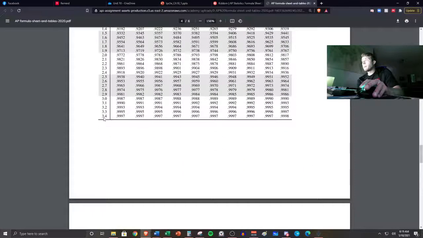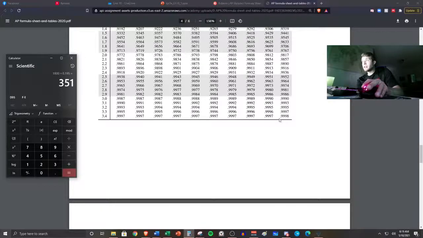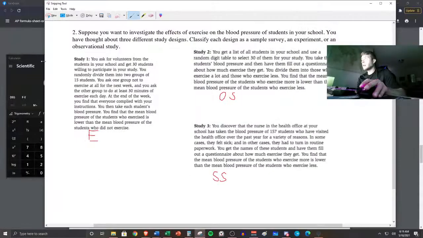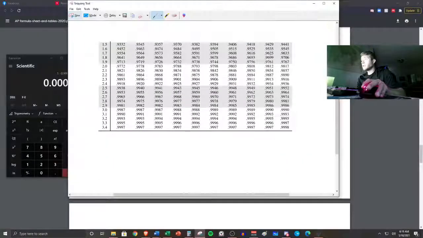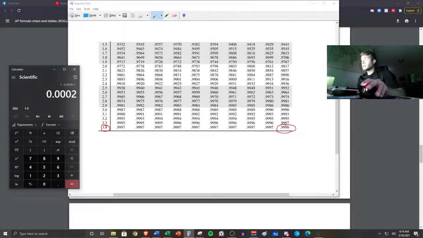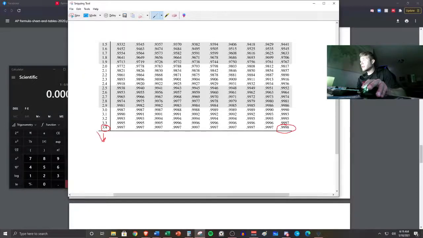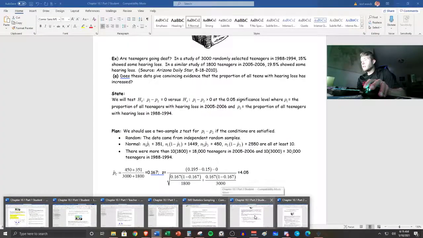So we go here. Largest Z-score we have is 3.4. You look here, this is the area to the left, 0.9998. So we can imagine that if we do 1 minus 0.9998, we get 0.0002. And we know that this value is further down here than that. Okay, let me actually take a screenshot. So 3.4 gives us this. So the area to the right would be 0.002. But we are all the way here at 4.05.